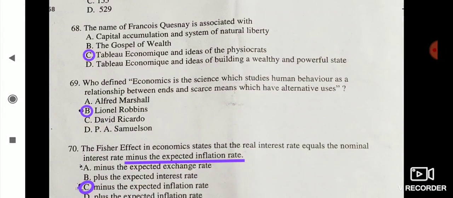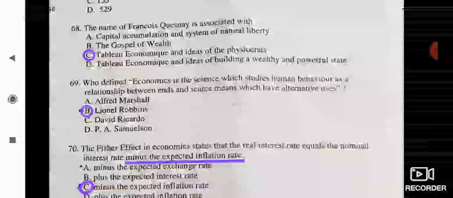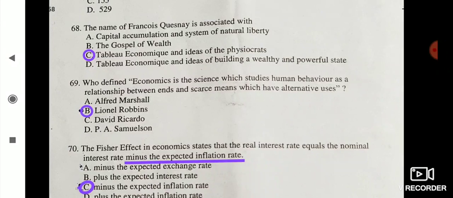Next, who defined economics as the science which studies human behavior as a relationship between ends and scarce means which have alternative uses? Given options are Alfred Marshall, Lionel Robbins, David Ricardo, P.S. Samuelson. And here the correct answer is option B, Lionel Robbins. This is the direct definition given by Lionel Robbins.